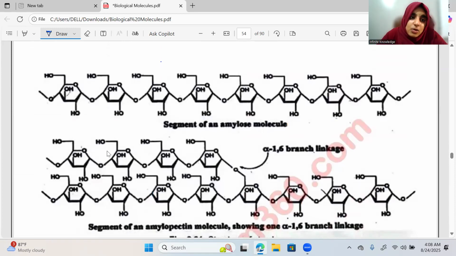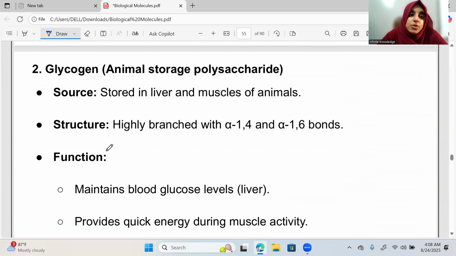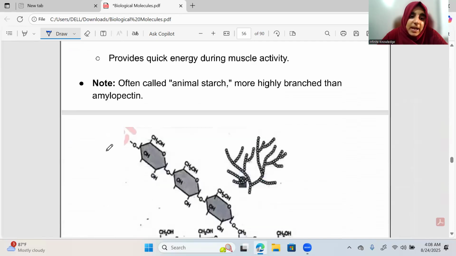So this is amylose, and this one is amylopectin, right? Amylose only has 1 comma 4 glycosidic linkage. This is carbon number 1, this is carbon number 4, right? And amylopectin also has a branch linkage, which is the 1 comma 6 branch linkage. It has 1 comma 4 linkages, which are these ones, and after that it also has 1 comma 6 linkages, which are these diagonal ones. So this is how amylose and amylopectin are formed, and starch is formed through these amylose and amylopectin.